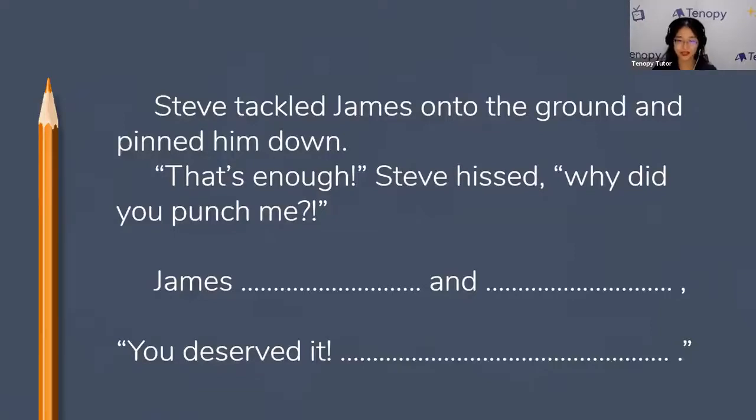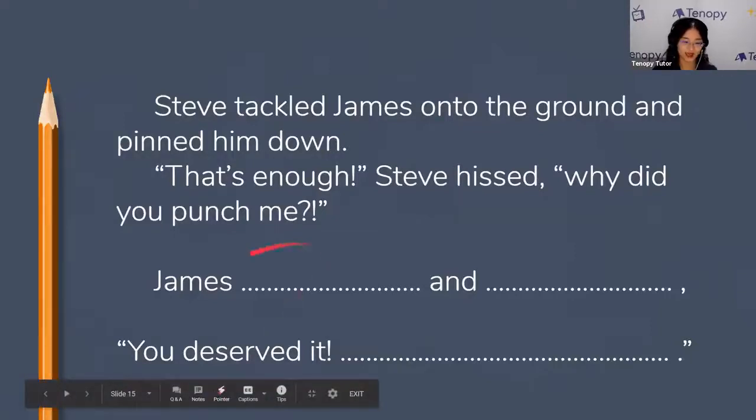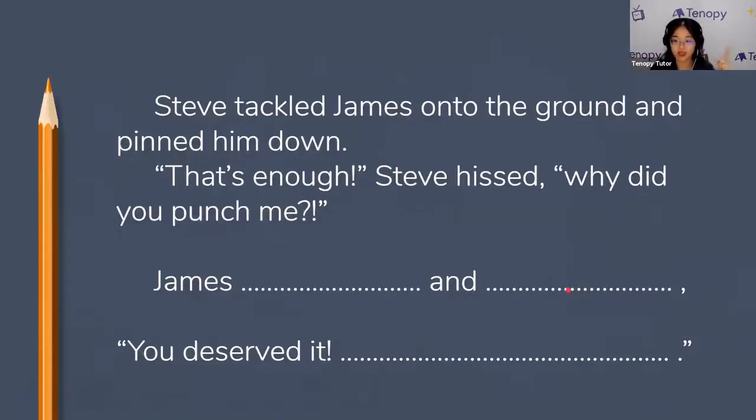For the first blank, fill in an action of James. This blank here is also an action, but make sure this action tells us that James is about to speak. Do not use the word said. Give me something more colorful, something better and more interesting.